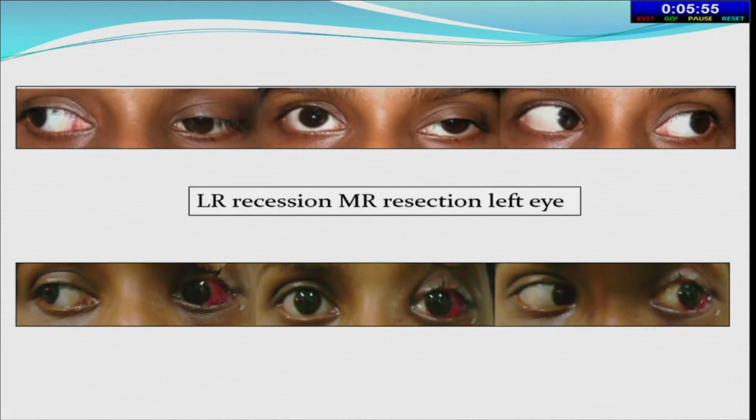So these are just cases to show how various causes of third nerve palsy can be managed. This case had a good adduction and we just did a resection procedure, and you can see the post-op alignment.